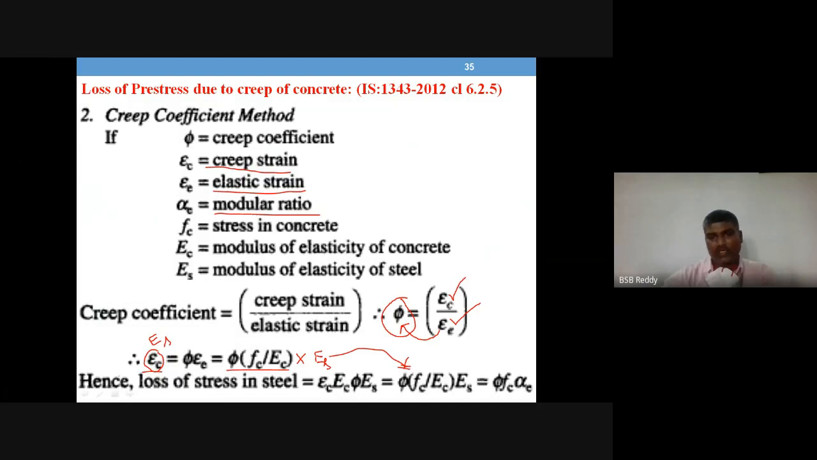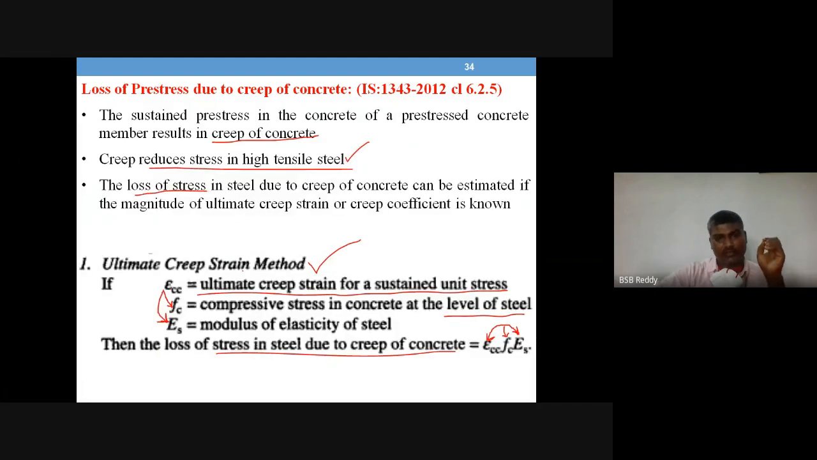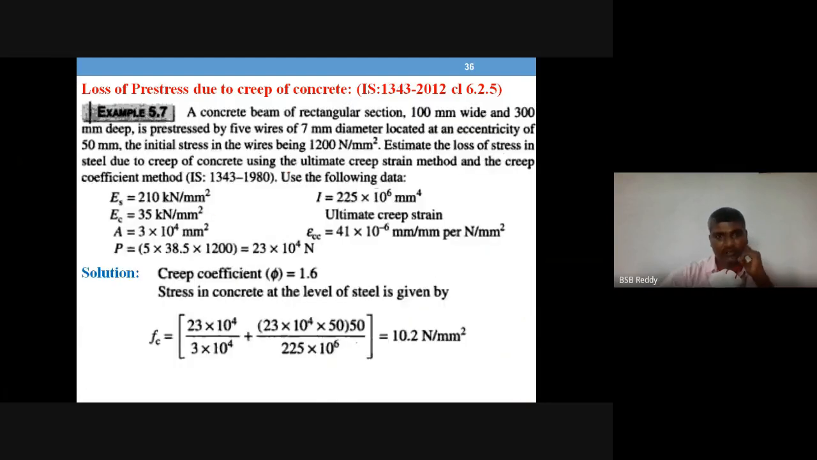Anyhow, Es divided by Ec is alpha, which is the modular ratio. So we have creep coefficient, modular ratio, and fc being the stress in concrete at the level of steel. So this is the creep coefficient method. Either you can use the creep coefficient value or the ultimate creep strain method. Any one of the methods you can use.